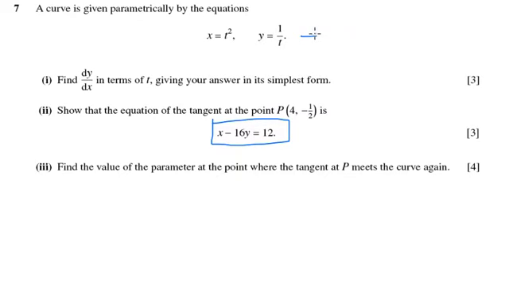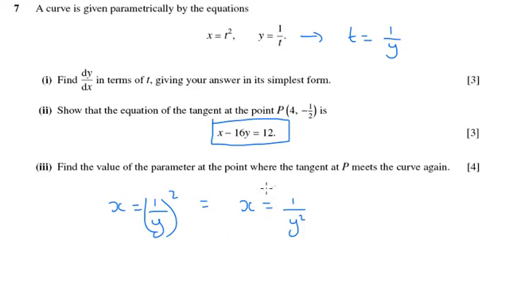So what we can do is make t the subject of this equation here, really quite straightforwardly, just by bringing the t up here and the y back down here. So t is the same as 1 over y, which I can then substitute into here to get this relatively straightforward Cartesian equation.